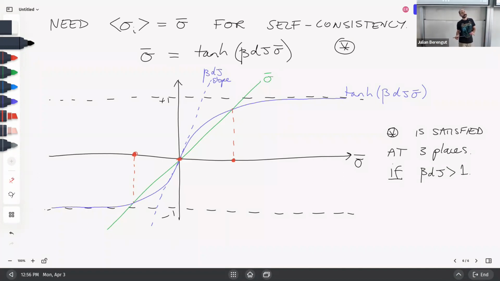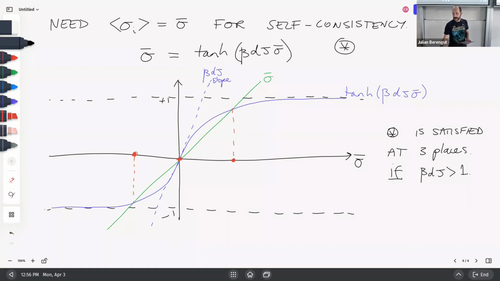I will not get into the full stability of the solution here, but I would like to point out that the 2 non-trivial, non-zero solutions are stable, and the one at 0 is not stable in the case that beta DJ is greater than 1. Physically, it becomes unstable because as soon as the spins start to relax into one of the other states, they'll be attracted to all being in the same spin state. But on average, if beta DJ is greater than 1, there'll be those 3 solutions.